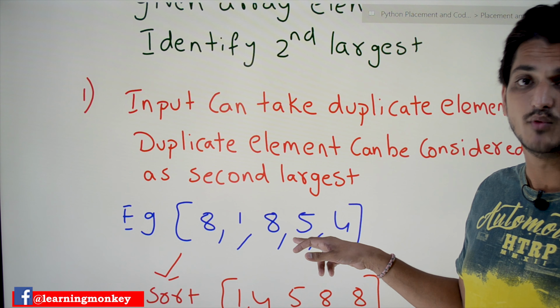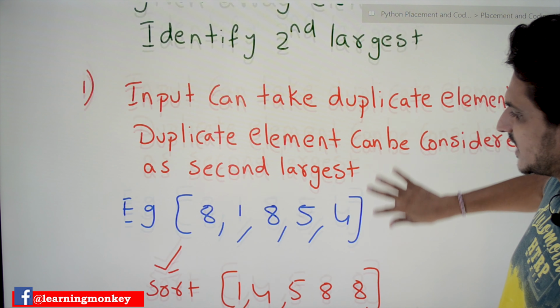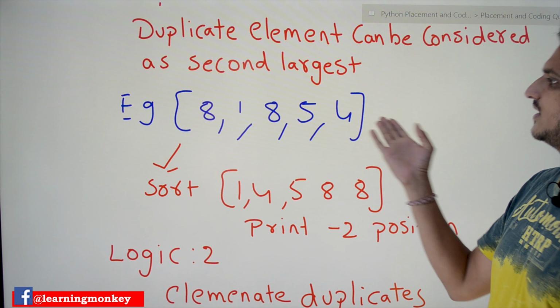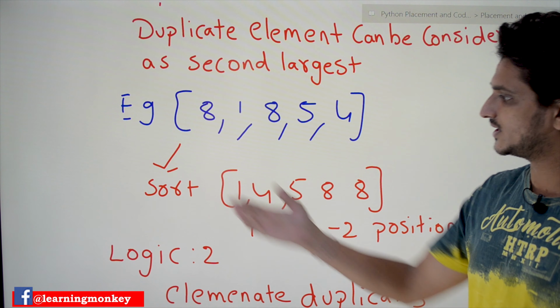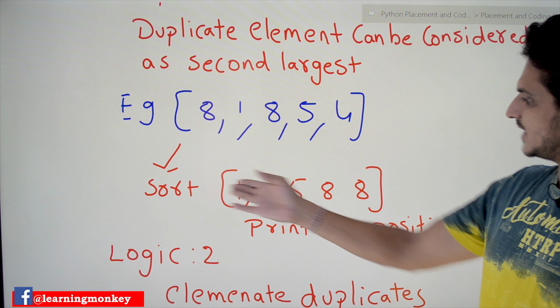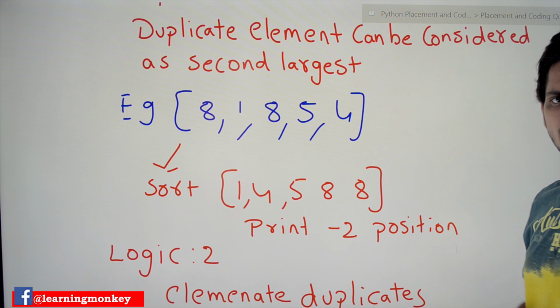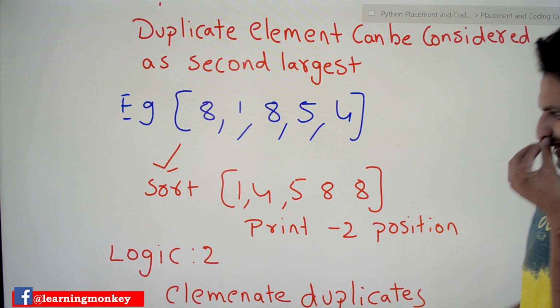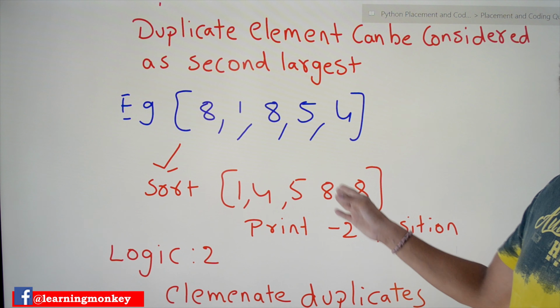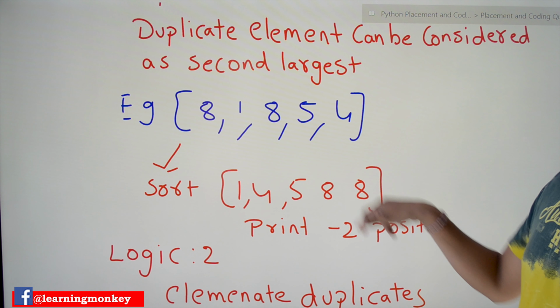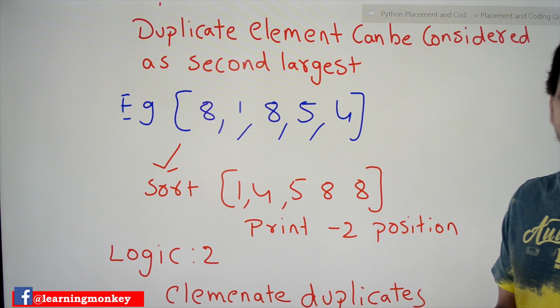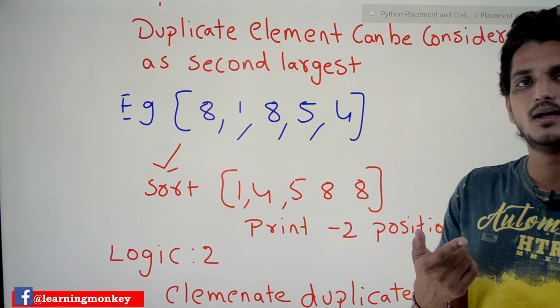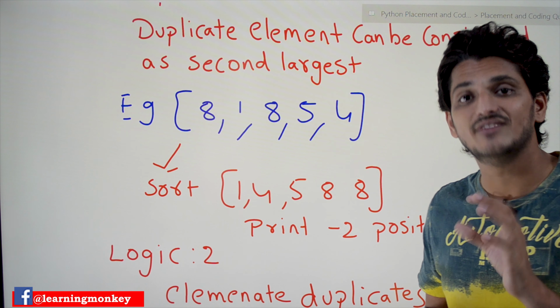Coming to Python, what's the logic to identify the second largest element? If you take this list of elements, we have a method called sort. If you sort the elements, 1, 4, 5, 8, 8, what is the second one from the end? Whatever is at the -2 position, print the -2 position element. That is what we have to do. It's very simple, a single line of code. Sort the elements, but this is not efficient code.